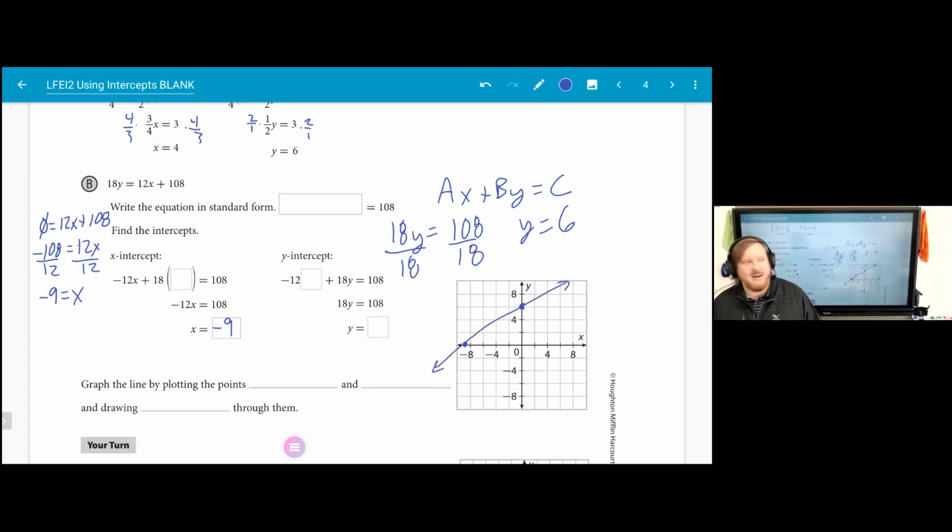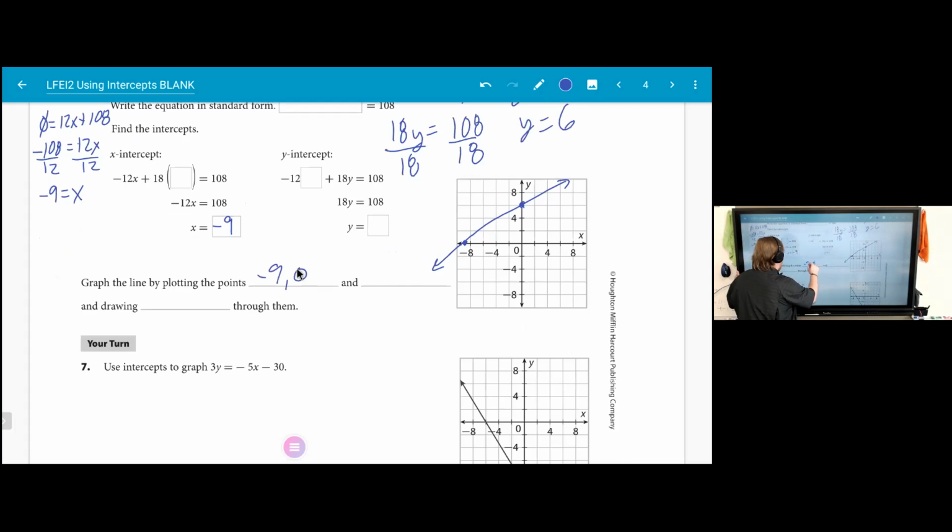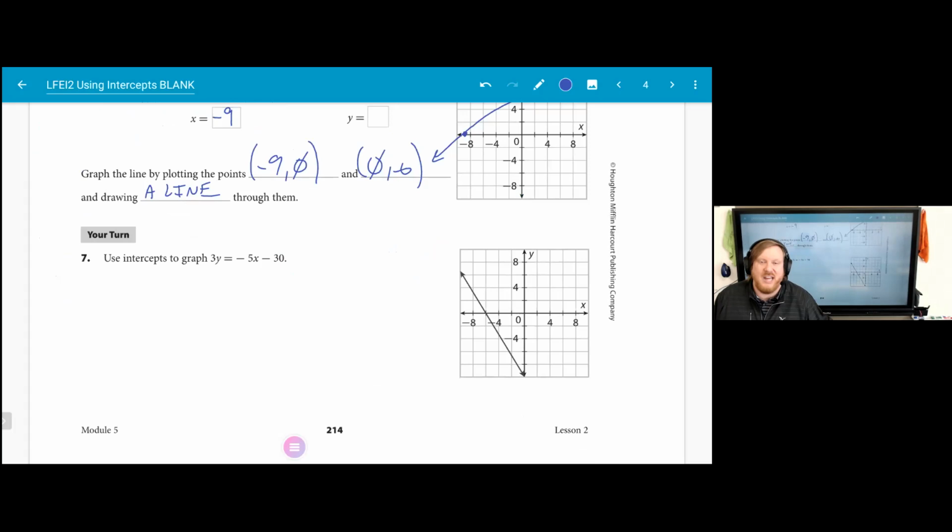All right. Still going well here. Again, we graph the line by plotting points -9, 0 and 0, 6, and drawing a line through them. Okay. Number 7 is your turn. They already graphed it for us, but we're going to double check it for them. Let's do that. We'll be real nice. Use intercepts to graph 3y equals -5x minus 30. Pause, or it will pause for you, and then come back when you're ready.